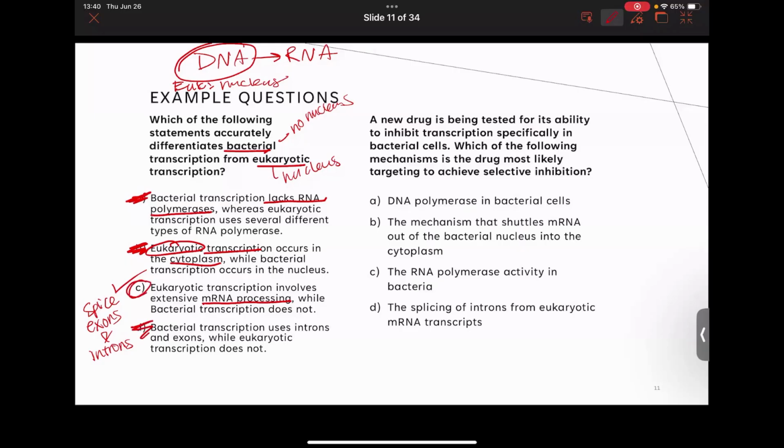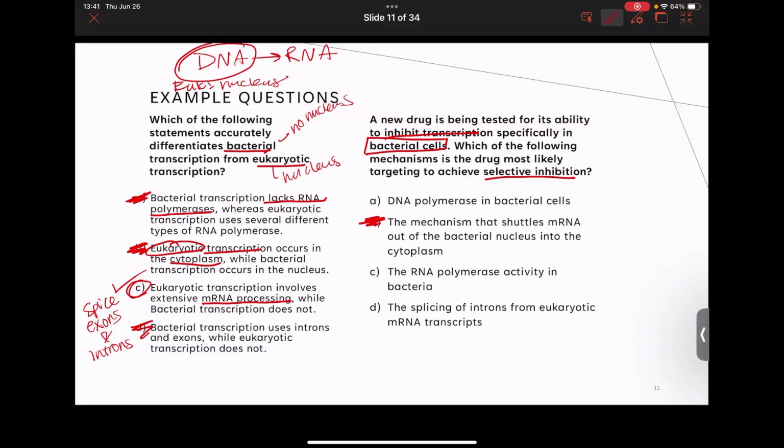A new drug is being tested for its ability to inhibit transcription in bacterial cells. Which of the following mechanisms is the drug most likely targeting to achieve selective inhibition? Something where transcription is different in bacteria versus eukaryotes. Is it targeting DNA polymerase? Is it targeting the ability to shuttle mRNA out of the bacterial nucleus? Bacteria don't have a nucleus. We'll come back to A. I just want to look at my other options.